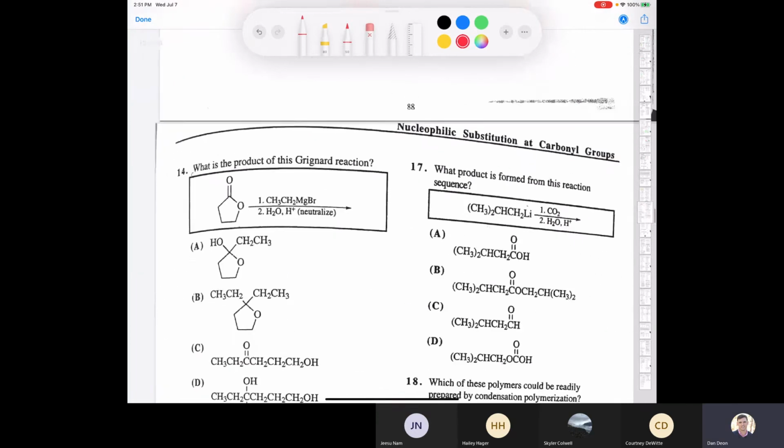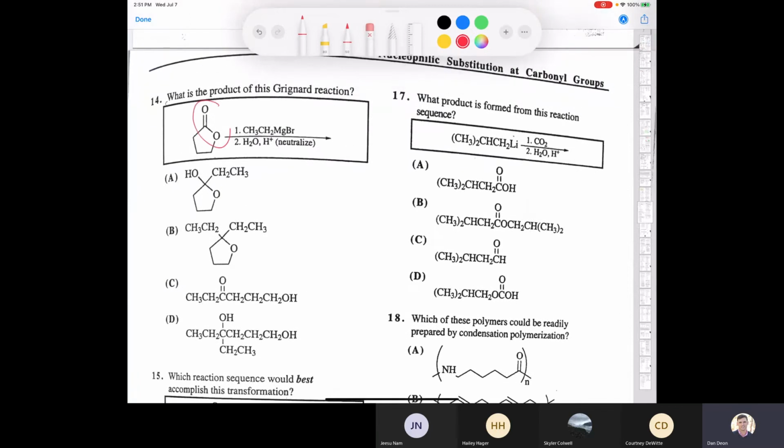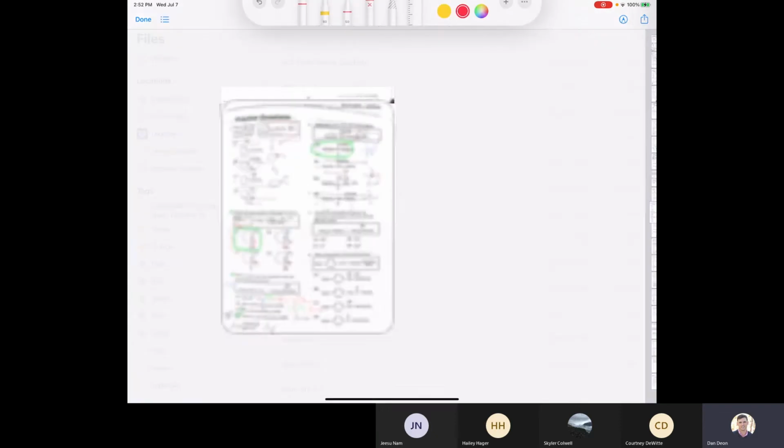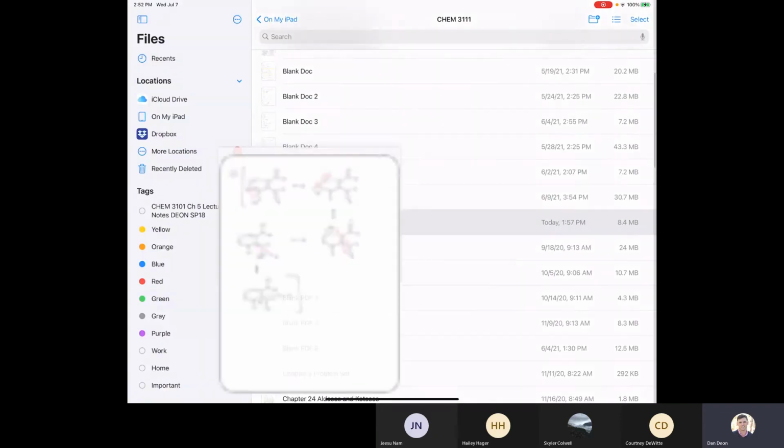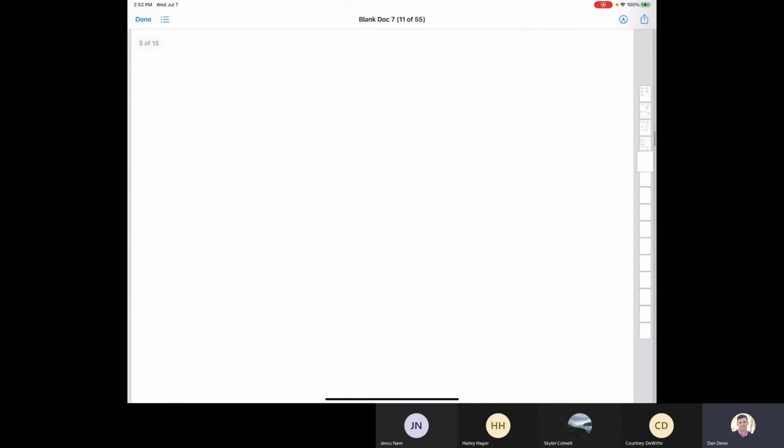Question number 14, a Grignard reaction. But now you're doing a Grignard on a lactone. Remember, a cyclic ester is called a lactone. So what happens when you treat an ester with a Grignard is it does a double addition, doesn't it? Right? You end up with two additions that occur. So if we draw our lactone over here, so again, this is question number 14.